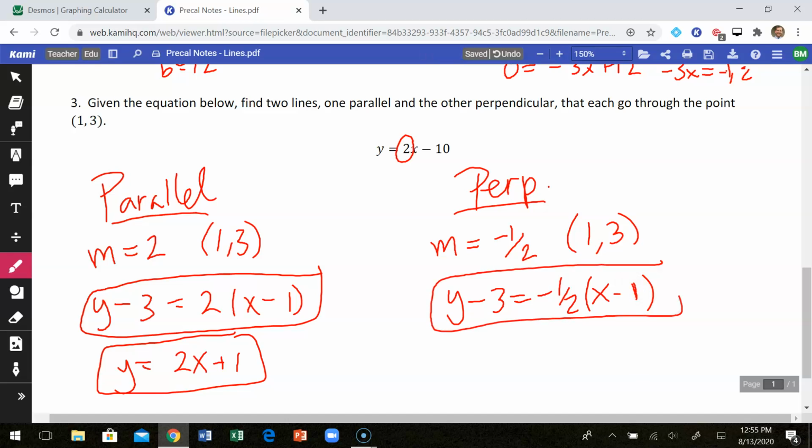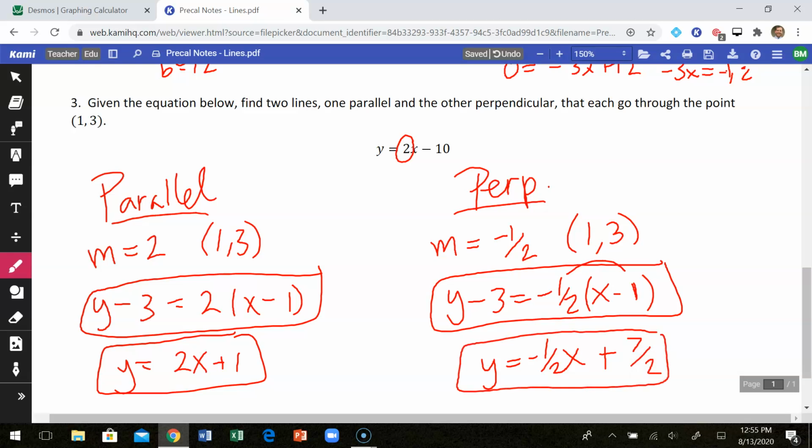That's perfectly fine. If I wanted to use slope-intercept form, I would distribute the negative 1/2. So I would have negative 1/2 x. And then negative 1/2 times negative 1 would be positive 1/2, but then I would have to add my 3 over to that, so positive 1/2 plus 3 would be 3.5, but I'm going to write that as an improper fraction and not a mixed number, so 3.5 is going to be 7/2. And that is my equation that's perpendicular.